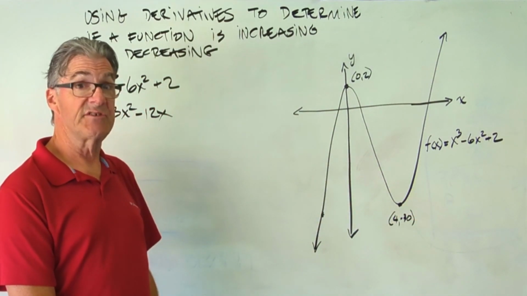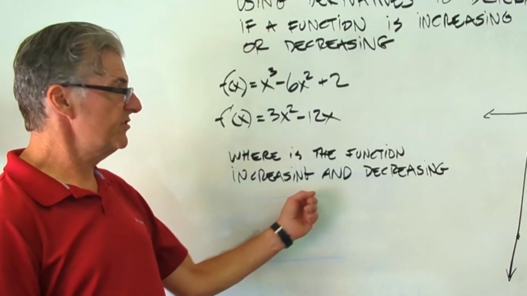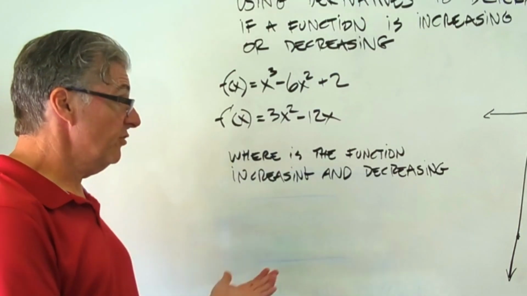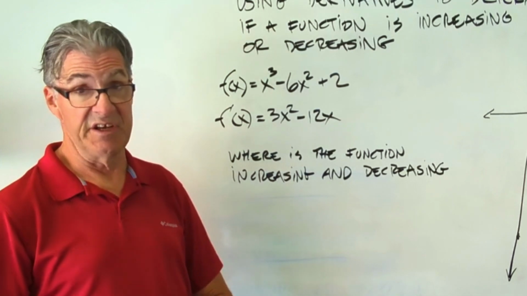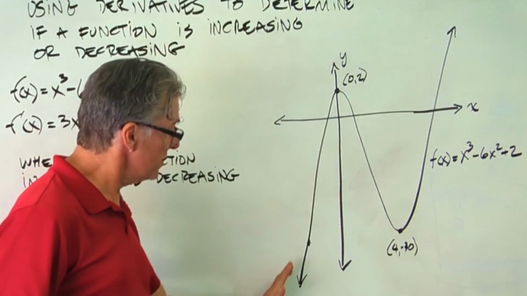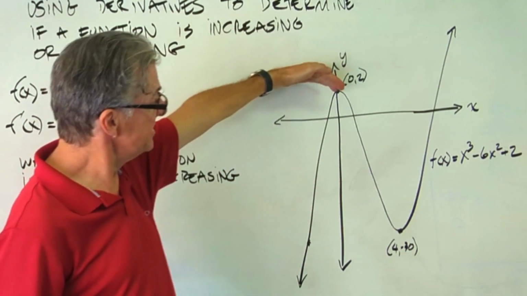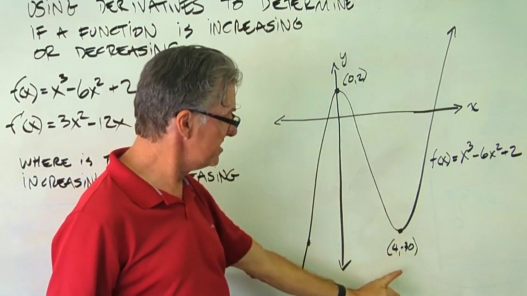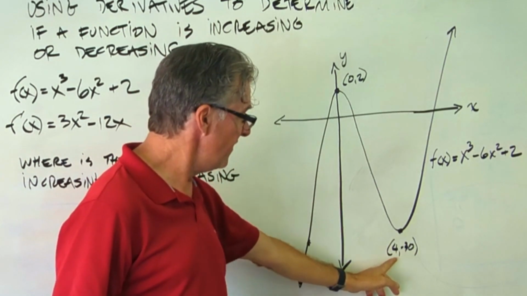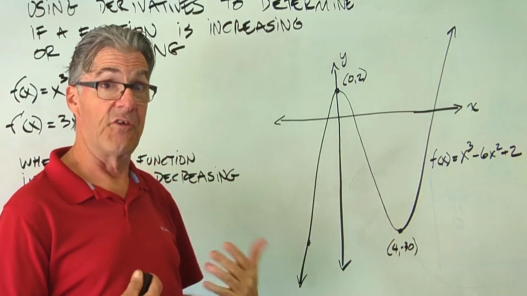So now let's take a look at some questions we might want to ask about this. Okay, so here's our prompt. Where is the function increasing and where is it decreasing? Looking at the graph, it's pretty easy to see that it's increasing all the way up to x equals 0. And then after x equals 0, it's decreasing all the way till x equals 4. And then finally, after x equals 4, it's increasing again. Indeed, it will be increasing forever.